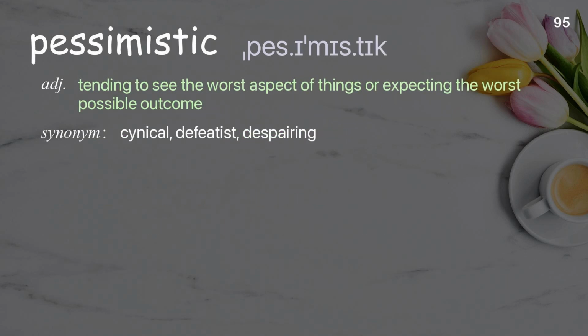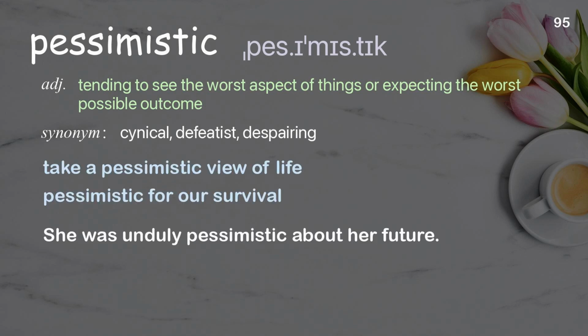Pessimistic. Tending to see the worst aspect of things, or expecting the worst possible outcome. Examples: Take a pessimistic view of life. Pessimistic for our survival. She was unduly pessimistic about her future.